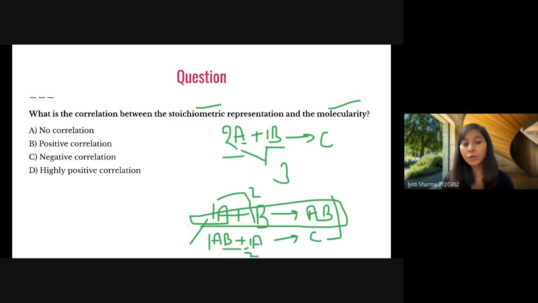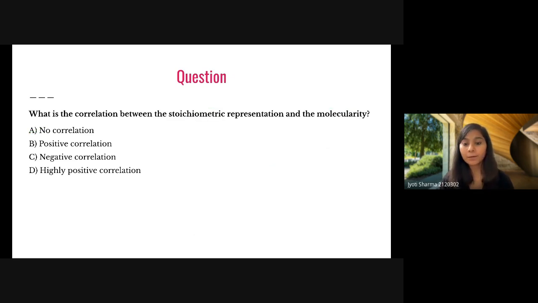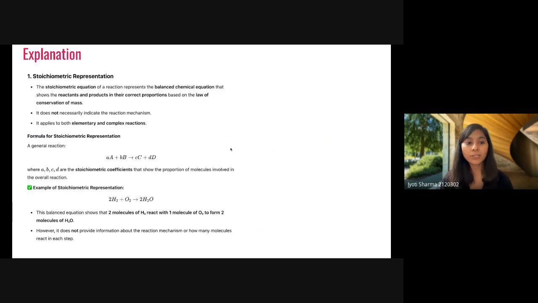So in stoichiometry, if we have a completely balanced equation, then we can easily calculate the stoichiometry representation. But molecularity is dependent on the elementary steps. If we know the elementary step, then we can calculate the molecularity. But just see here, there is no correlation between these two. So the answer will be no correlation.